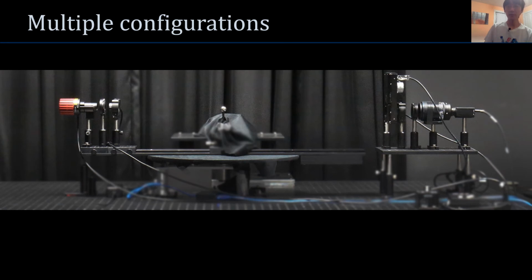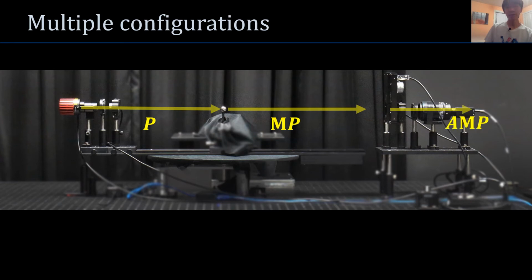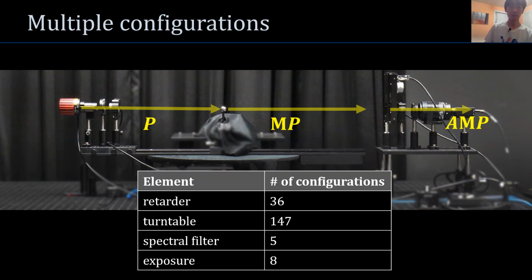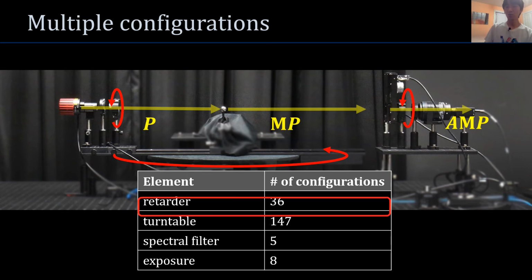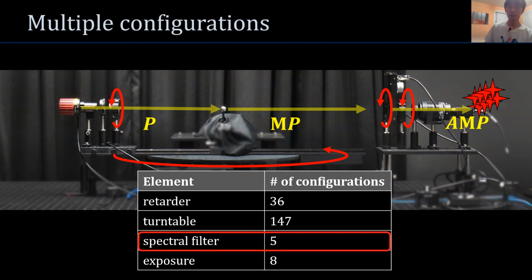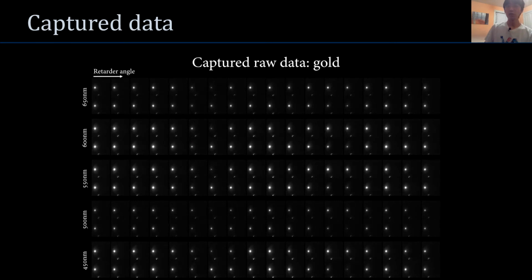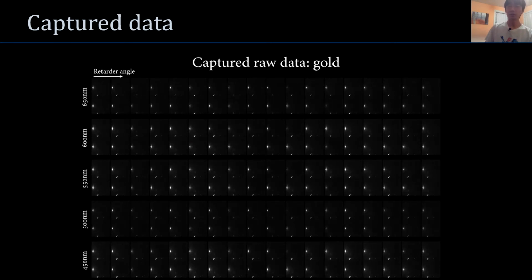In summary, the emitted light from the polarizer module is modeled as a Stokes vector P. It changes to MP after reflection and is captured by the analyzer module as AMP. We capture this at multiple configurations with 36 retarder angles, 147 turntable angles, 5 spectral filters, and 8 exposure levels. Overall, we capture 200,000 pictures for a single material.